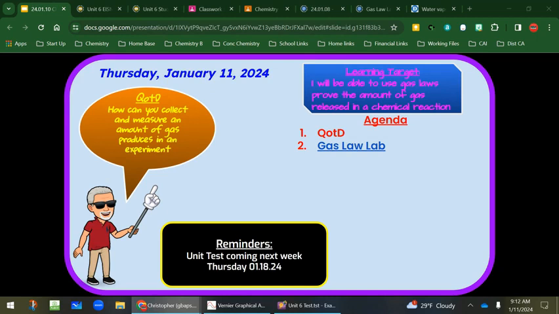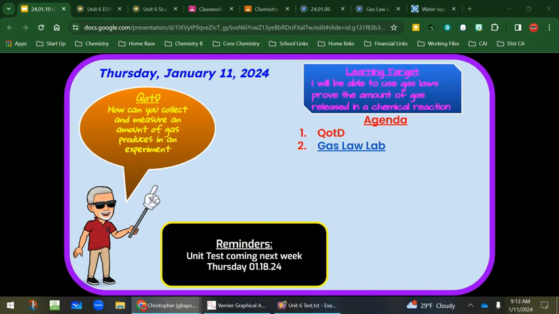But our question of the day is this: how can you collect and measure an amount of gas produced in an experiment? What's the problem when you produce a gas in an experiment? It escapes. Where does it go? It just spreads into the room. How can we prevent that from happening? Okay, we have to trap it in something, right? But to trap it in something, we would have to do the reaction in something. And then how would we measure a gas?